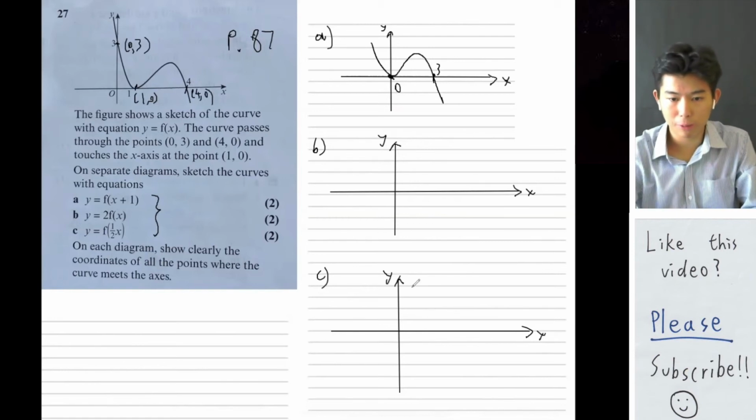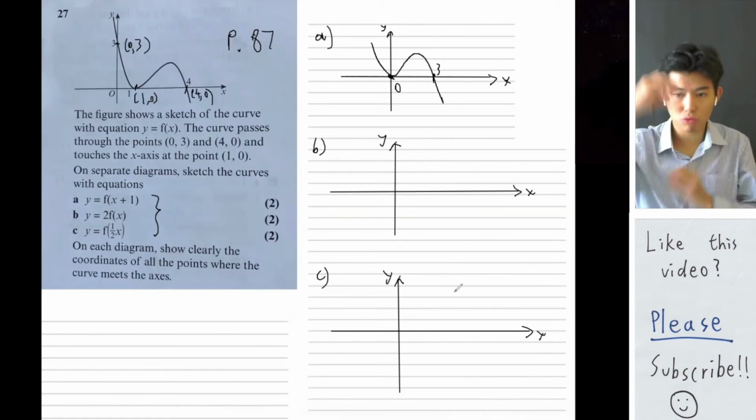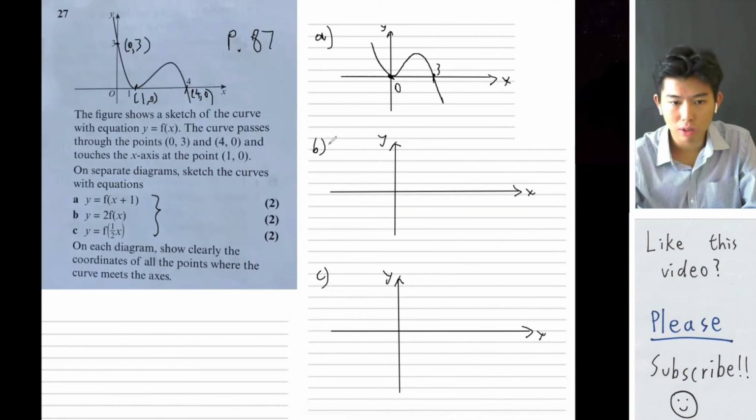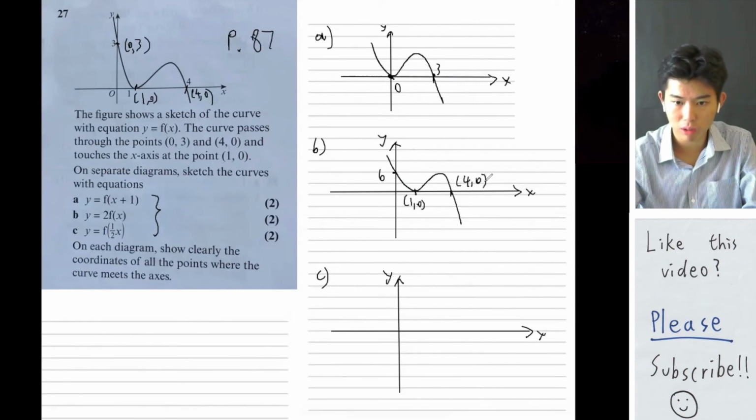Okay, so all we have to do is to stretch the graph vertically. So it will look something like this, but the coordinates will be slightly different. This one here would be 6, because 3 times 2 would be 6. But here would remain the same. X coordinate will be 1 and 0, and here as well, 4 and 0, because 0 times 2 will be equals to 0 as well.